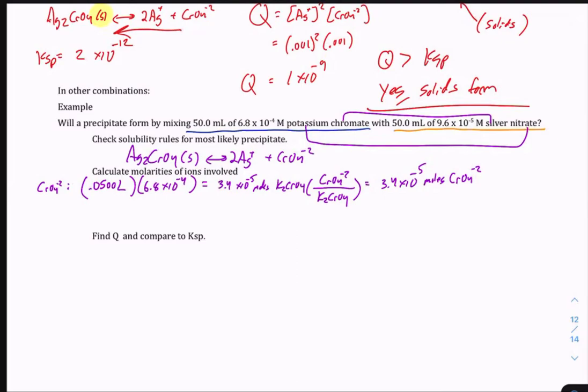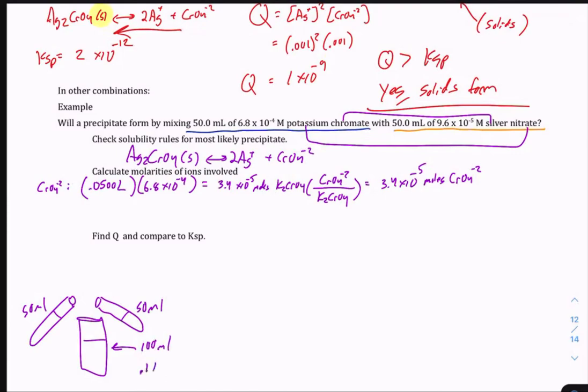I am mixing two test tubes together. I'm putting them both into a larger test tube. This contains 50 milliliters. This contains 50 milliliters. What's my total volume going to be? 100 milliliters once they're mixed, right? So in liters, it's 0.1 liter, right? So I need to take my moles and divide it by the 0.1 liter, and that will give me the molarity of the chromate, which will be 3.4 times 10 to the minus 4 molar.